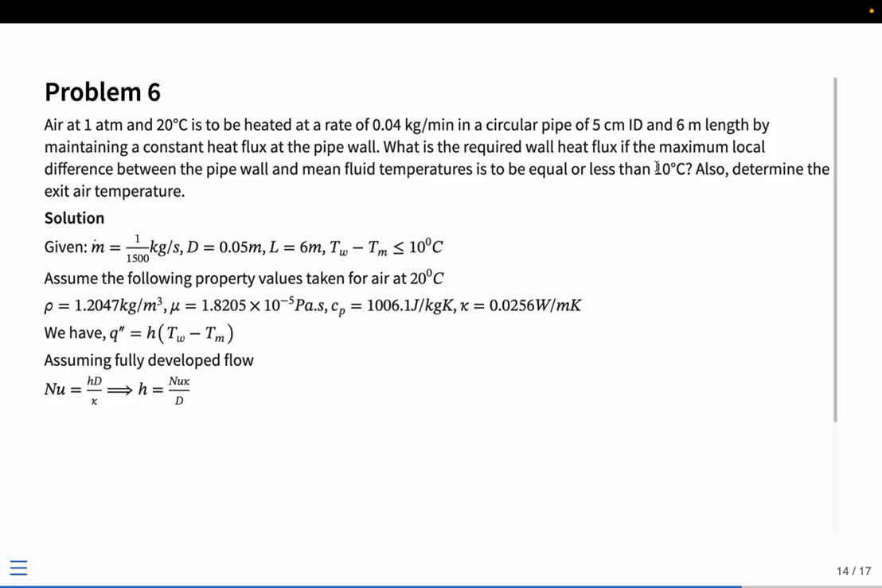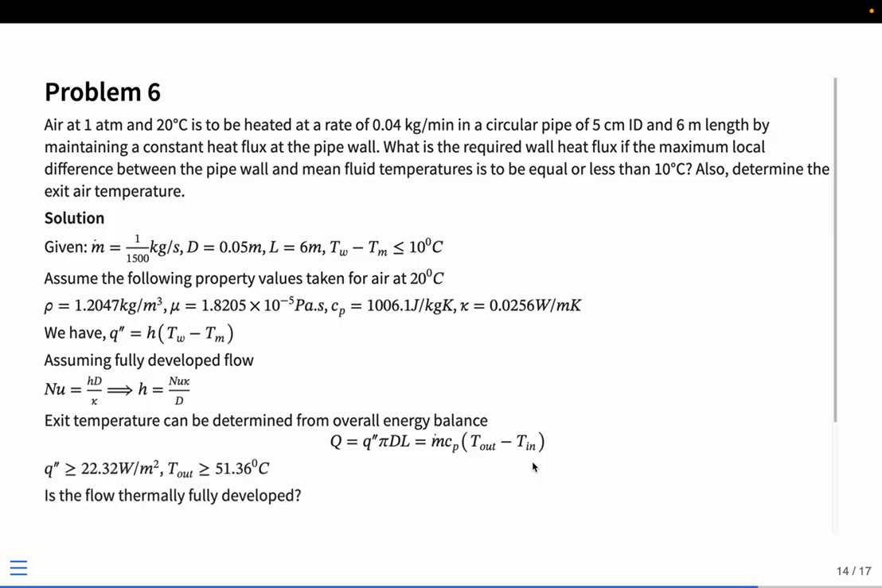Assume that this difference is what we are saying. T_W minus T_M should be less than or equal to 10, which means Q_W prime by h should be less than or equal to 10, and from that I will be able to calculate what is the maximum value of Q_W prime. And once I have the value of Q_W prime, I can multiply it with the total area to give the net heat transfer rate, from which I can determine what is the T outlet. So if Q_W prime increases, then T out will actually increase. So what I'll be getting here now is, if this is the minimum temperature difference that I should have, the maximum heat flux that I should be having is so and so, and for that heat flux, what is the maximum outlet temperature that I should be getting?